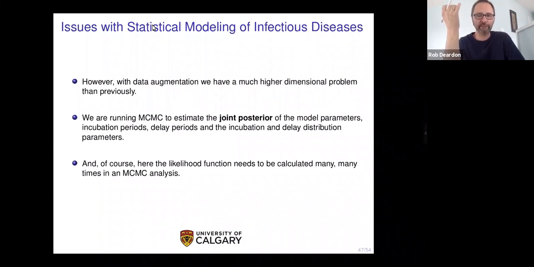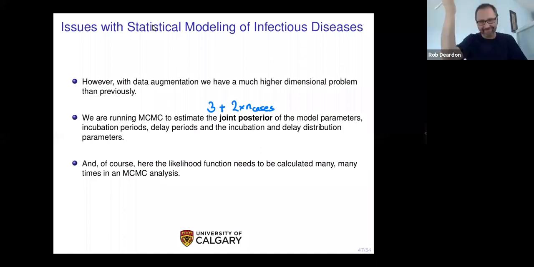Okay, I now have a joint posterior of the model parameters, the incubation periods, the delay periods, and their parameters. So, you know, I've now got what? Previously I had 2, now I've got 3 parameters plus 2 times the number of cases. Okay, so if I've got 100 cases, I'm up to 203 parameters. If I've got 1,000,000 cases, you know, I'm in the realm of computational intractability until we get our quantum computers.